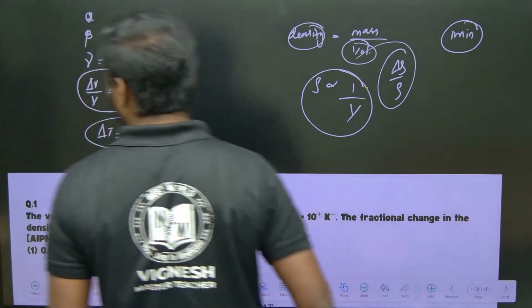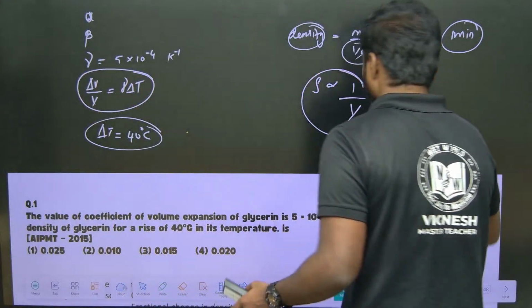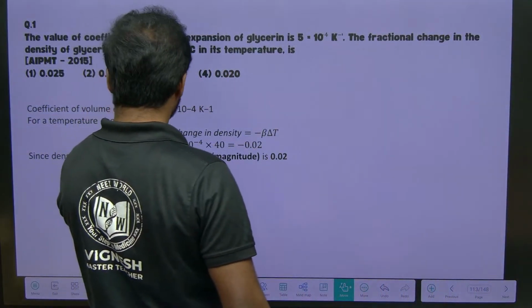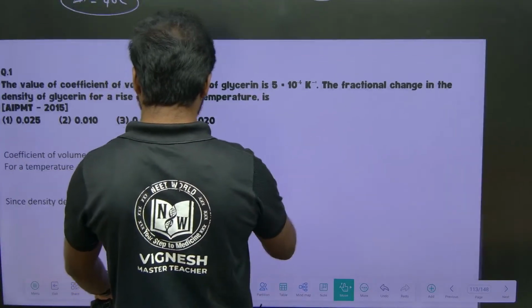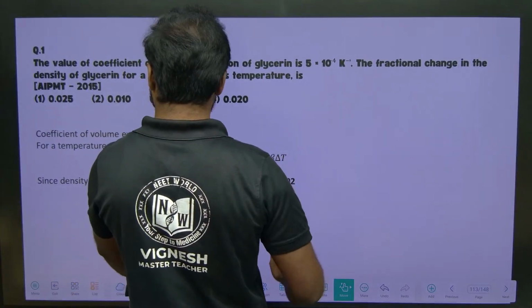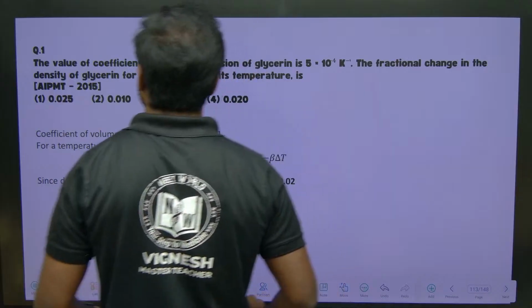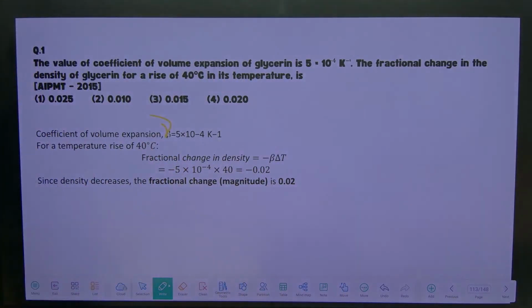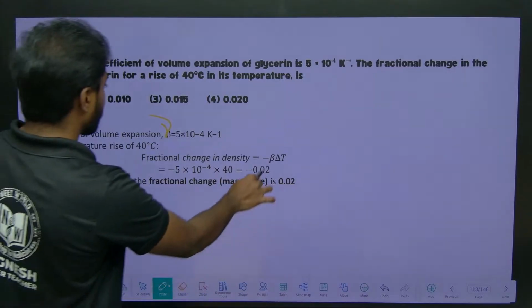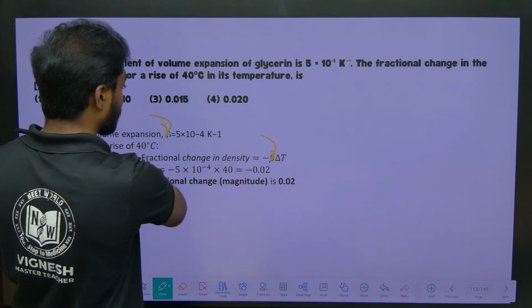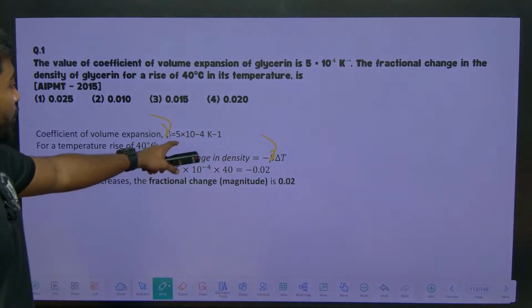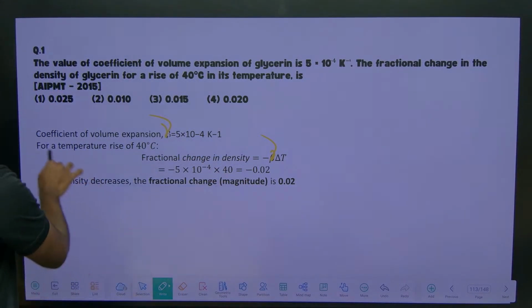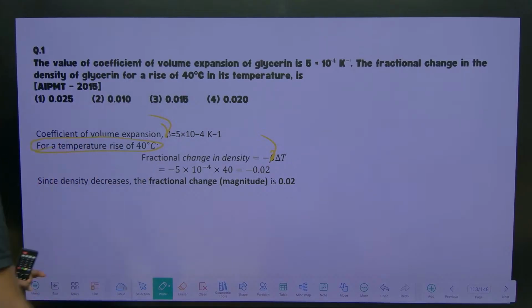Yes, I guess the time is up. We'll see the steps. So for volume expansion, alpha, beta and gamma, it's gamma. Please change it here, it's gamma. So gamma is equal to 5 into 10 power minus 4 Kelvin power minus 1, and the temperature.